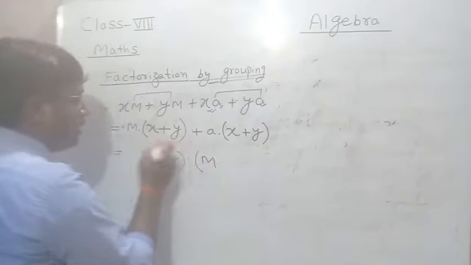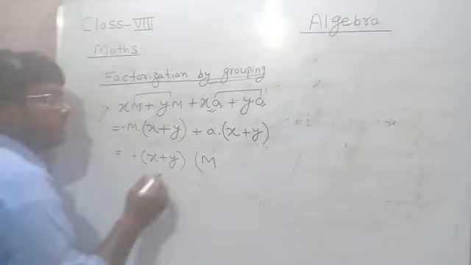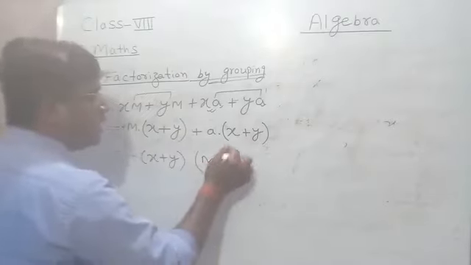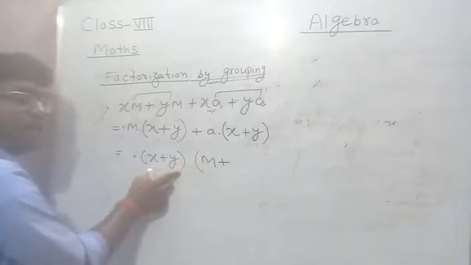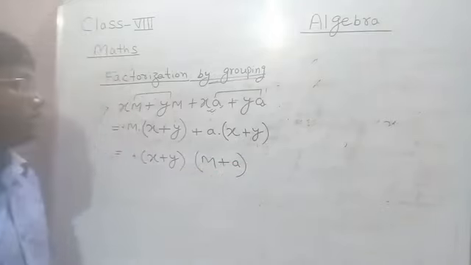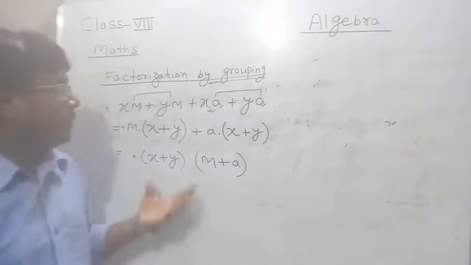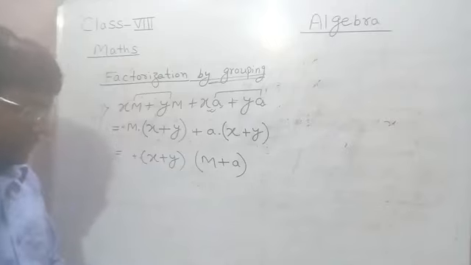So x plus y is taken as common. What is remaining here? m plus a, where the plus is understood. From the second term, x plus y is already taken as common, so what remains is a. So your factor is x plus y, m plus a. Okay, similar type of question. Let's see another question as an example.